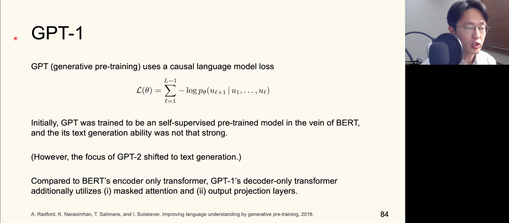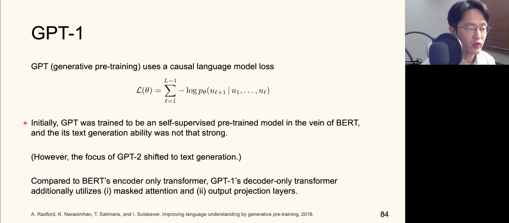Next, let's talk about the GPT-1 model, which was simply referred to as the GPT model at the time of publication. GPT is the abbreviation of generative pre-training, and this model uses the causal language modeling loss, where the model is trained to predict the next token given the previous tokens. Initially, the GPT model was trained to be a self-supervised pre-trained model in the vein of BERT, something that would be fine-tuned for downstream tasks.